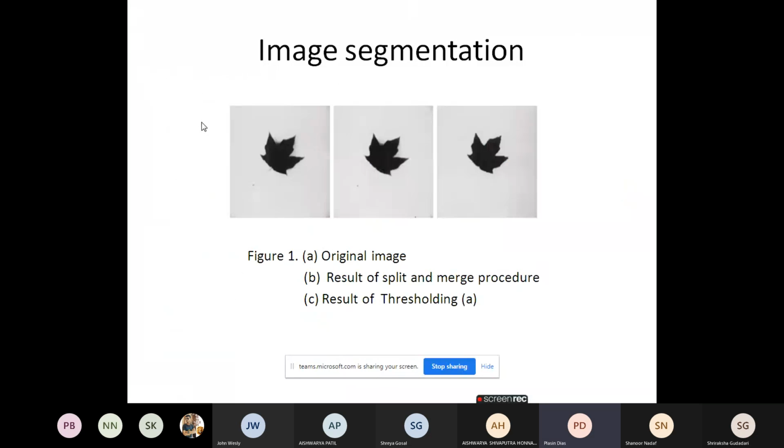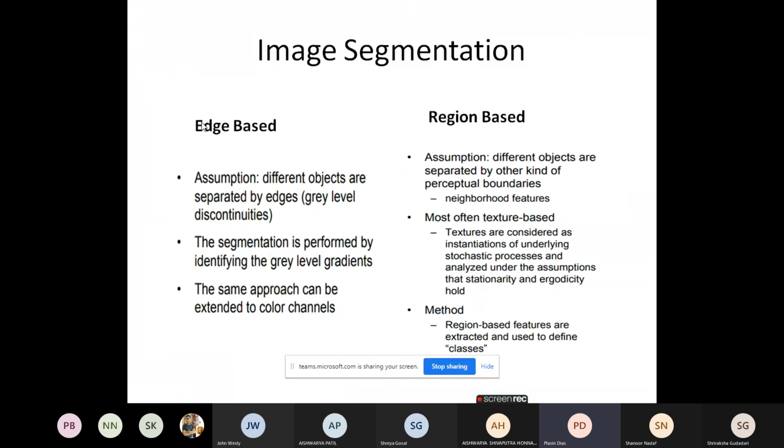One simple representation I have taken is the original image, and if you apply a split and merge procedure, how the image looks and what the thresholding effect will be on the image. Some conclusions I have listed for your understanding, though we have not taken this part, we have discussed it, but still we'll see what best comparison we can give between edge based and region based.